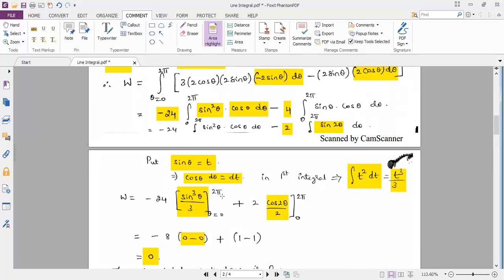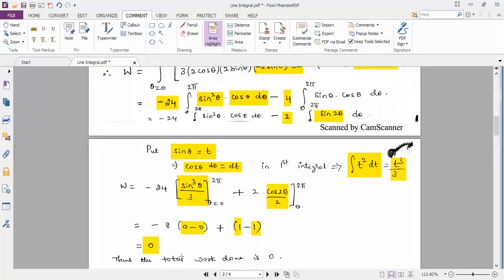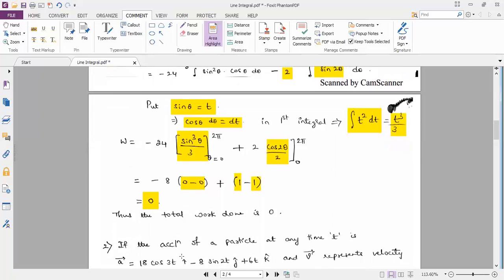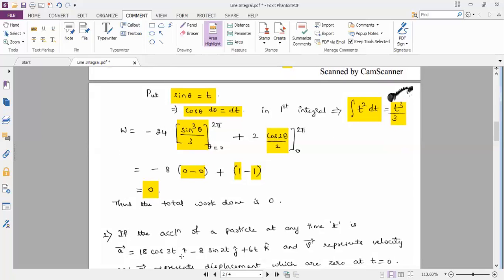Sine 2π is 0. Sine 0 is also 0. So both the upper limit and the lower limit values are 0 here. And coming on to the second one, cos 4π is 1. Similarly, cos 0, the lower limit, is also 1, so they cancel, and the answer for the work done is equal to 0. So total work done is obtained to be 0.